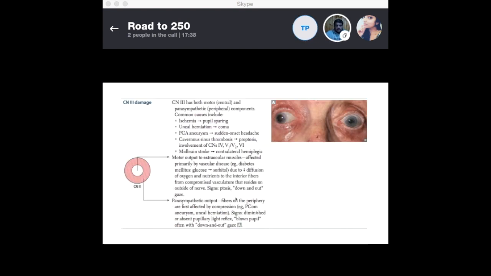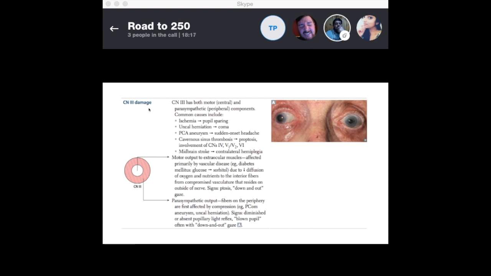Okay, so in cranial nerve 3, however, there's multiple things that can happen. And there's a lot of addition in this slide compared to 2017 First Aid. So you guys might want to keep that in mind, as cranial nerve 3 has both motor and parasympathetic components. But the common cause here, this list is actually a lot greater than what it used to be last year. So you can have ischemia, herniation, and a PCA aneurysm, or cavernous sinus thrombosis, that can cause a cranial nerve 3 defect.